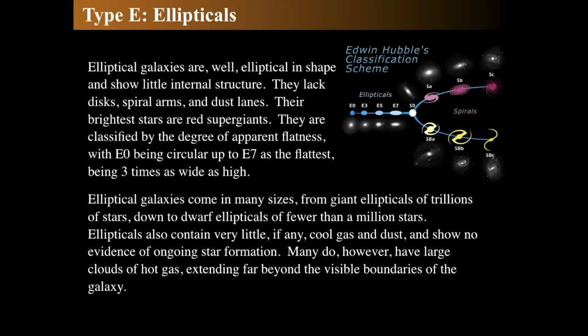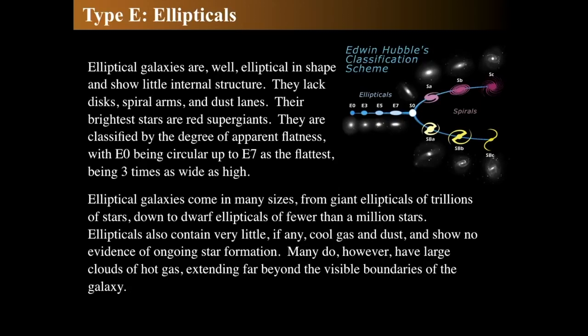All right. Elliptical galaxies are elliptical in shape. They don't have any internal structure, they don't have disks, they don't have spiral arms, they don't have dust lanes. The brightest stars are big red supergiants, and they're classified only by their appearance and their apparent flatness. If you see a circular looking one, that's an E0, and if you see one that's really wide compared to its height, really flat or smushed or cigar shaped, then that is an E7, where it's up to about 3 times as wide as it is high.